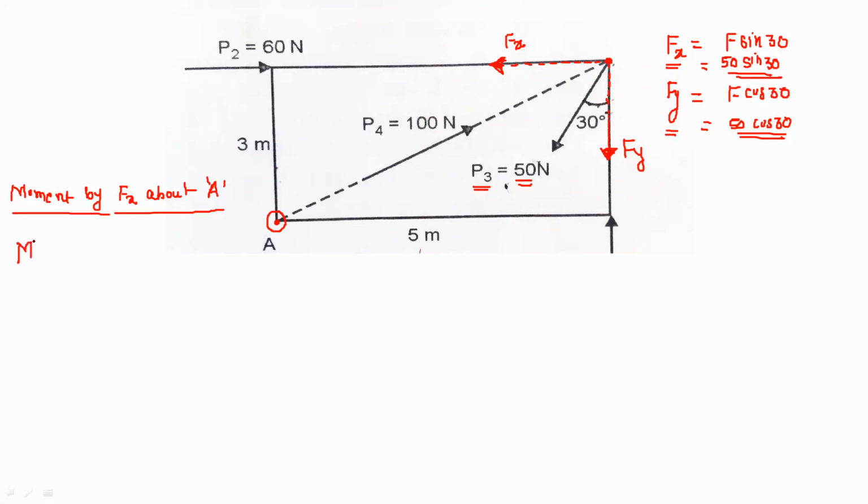So this moment by the x component about the point A is equal to, now observe the x component. So this is your x component. Now we have to find out what is the perpendicular distance with respect to point A. So this distance is not a perpendicular distance. What is the meaning of perpendicular distance? We have to draw the perpendicular from point A on the line of action of that component or that force. So this is your Fx. I will just draw the figure separately.